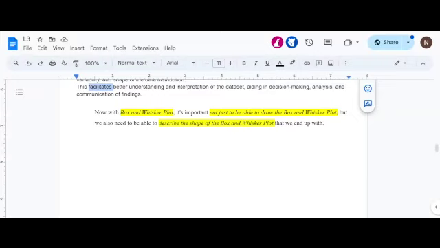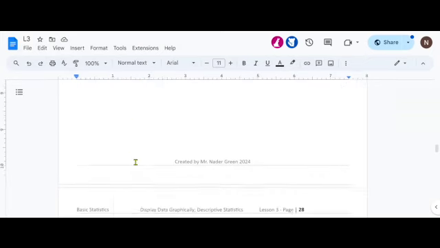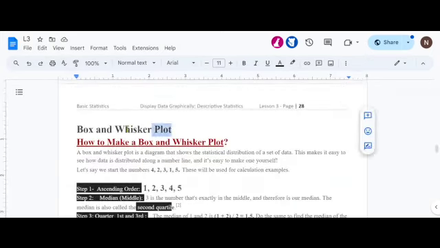Now with box and whisker plot. It is important not just to be able to draw the box and whisker plot, but we also need to be able to describe the shape of the box and whisker plot that we end up with. So let's take a look at a new type, which is called what? Box and whisker plot. Okay, how to make a box and whisker plot?